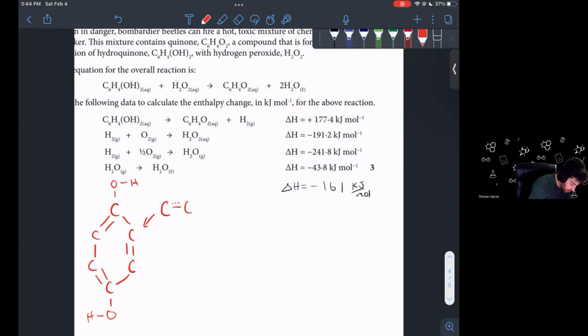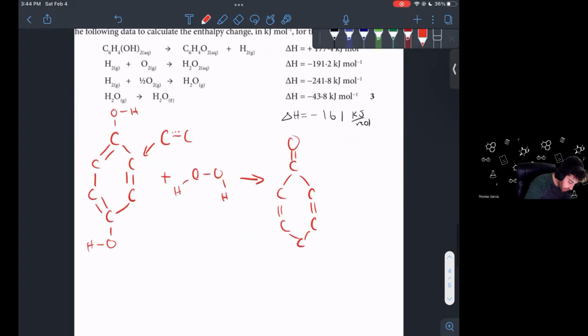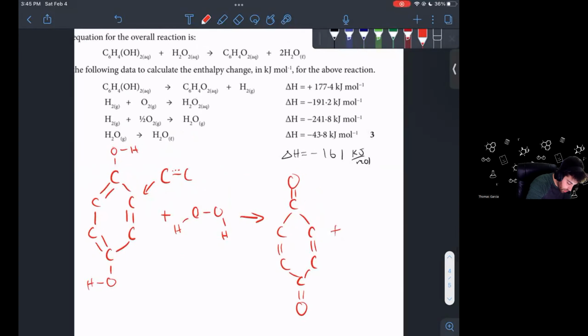Now plus hydrogen peroxide, that's just OOH, react to form quinone, which is a little bit harder. This one has an almost similar structure, but you'll notice it actually has the double bonds opposite and parallel to each other. And then we have double bonds to two oxygens. And lastly, water. We all know the structure by now, H2O.